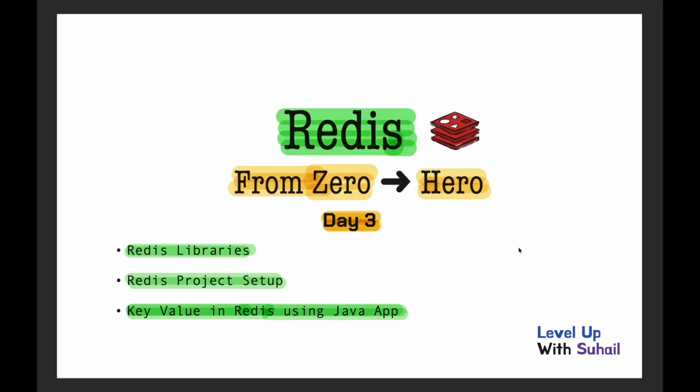So this is day 3 of the Redis Zero to Hero series. In this video, we will be setting up the Java project that we will be using for Redis so that we can start accessing Redis using our Java application. Also, we will be discussing different Redis libraries available in the Java language, and we will also discuss which among all those libraries is the best one and how we can use one of those libraries in our Java application, right?